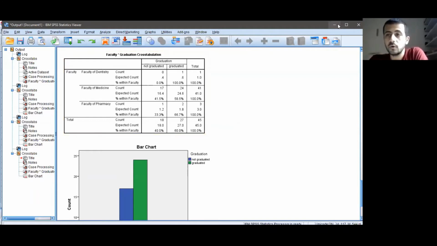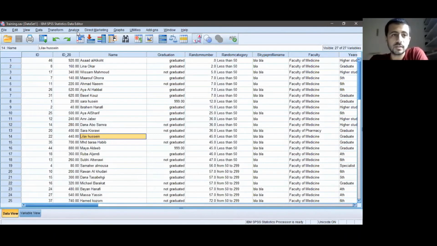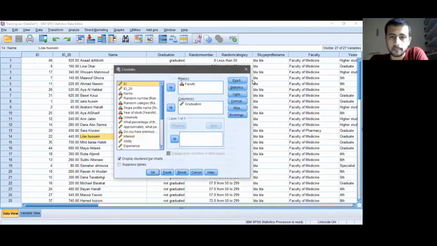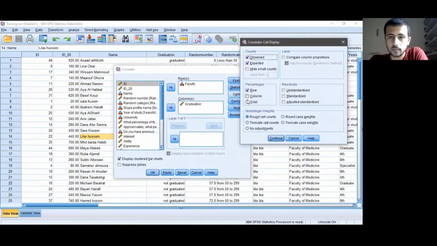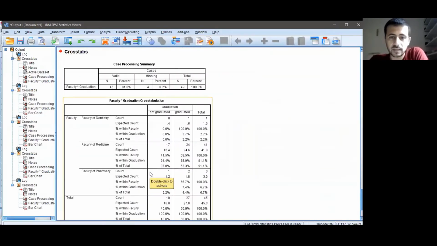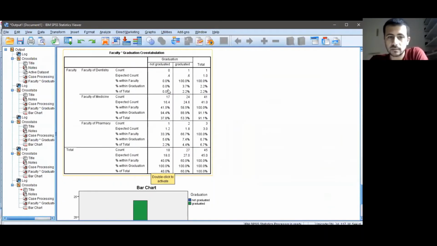Okay, of course you can add more percentages. For example, in here you can take all the percentages, but the other percentages are not actually of that much use. Okay, for the first one, it is the percentage within faculty. So within faculty, it means within the row. So this percentage is within the row.